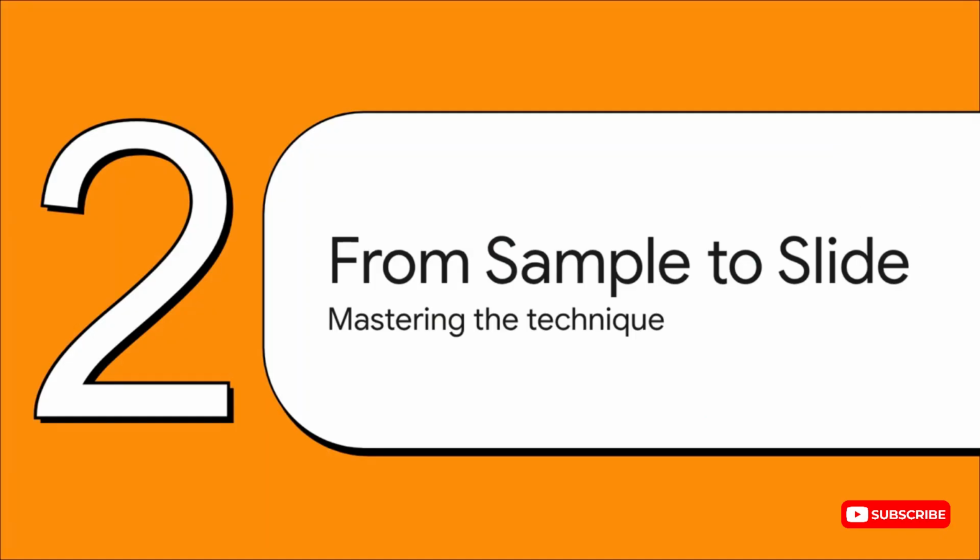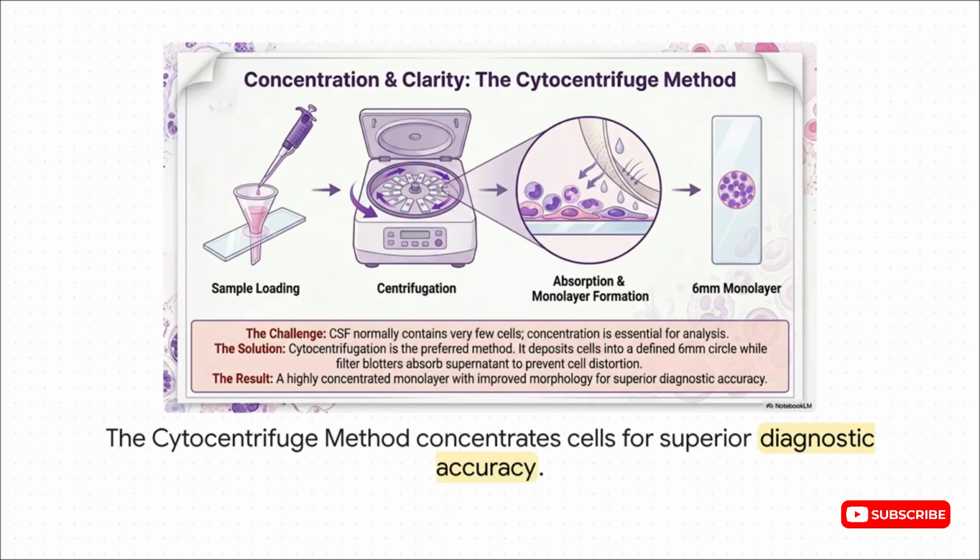Okay, so we know why we need a good slide. Now let's get into the how. Section 2, From Sample to Slide. It's all about mastering the techniques to get the best possible analysis. The biggest challenge with CSF is that it's naturally low in cells. It's mostly fluid, so we absolutely have to concentrate them. The solution? The cytocentrifuge method.